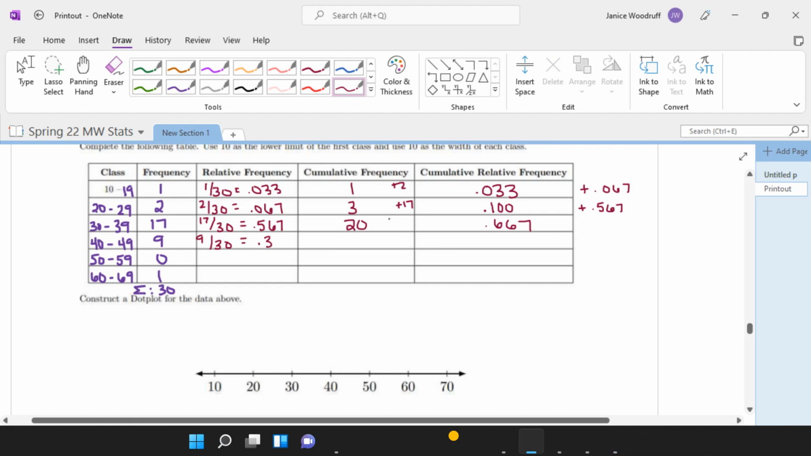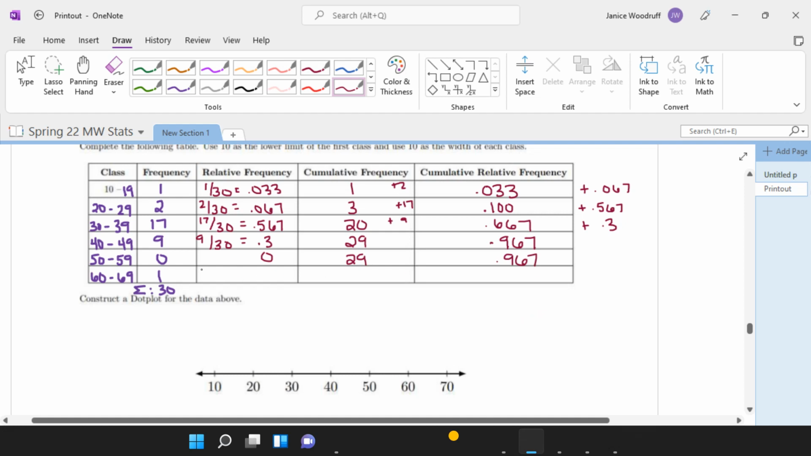Okay, so then here I would add 9 to the 20. So 20 plus 9, 29 for cumulative frequency. Then here I'm adding a 0.3, so that should be a 0.967. Then 0, that's just 0. The cumulative frequency doesn't change, so it's still 29 and still 0.967.